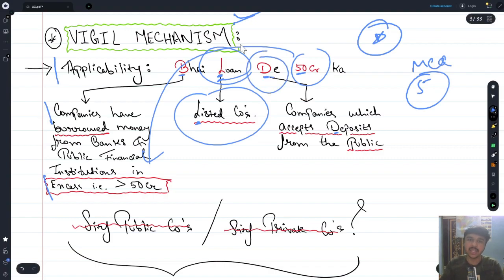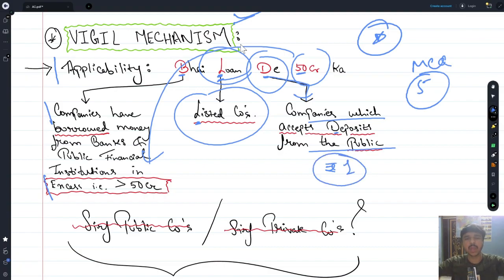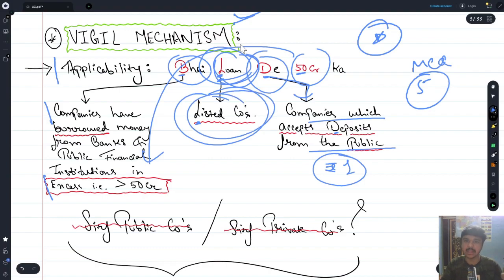D, what is D? D is basically deposits. So companies which accept deposits from the public. Is there any limit? No. Even if you have accepted rupees 1 from the public in the form of deposits, you need to have a vigil mechanism, right? So borrowings in excess of 50 crore from whom? Banks and PFI. From government? No, not from government, not from private lenders. It is from banks and public financial institutions. L, that is listed companies. D, that is deposits. If you accept deposits from the public, you have to form a vigil mechanism.